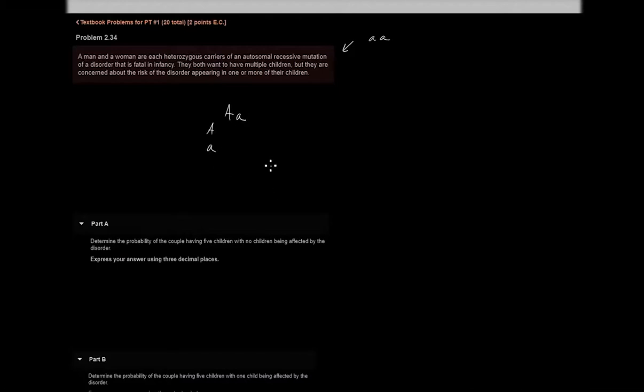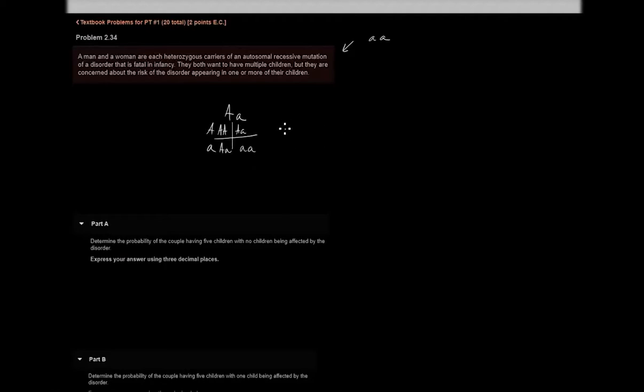So I'm going to be constructing a monohybrid cross to find the probability that any one of their children will have the autosomal recessive mutation. When we do the cross, we get big A big A, big A little a, big A little a, and little a little a. From this, we get 3 different genotypes, but the phenotypes that are important in this question are whether or not that infant is going to have fatality or not.